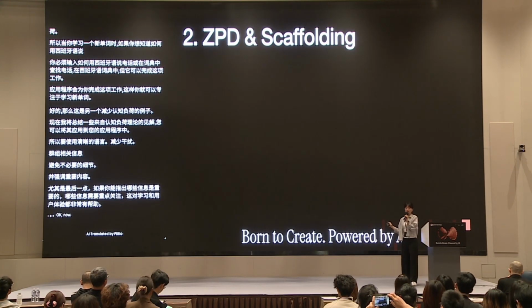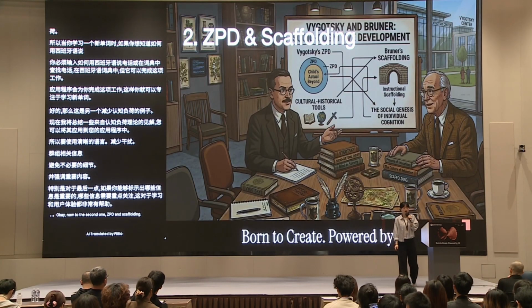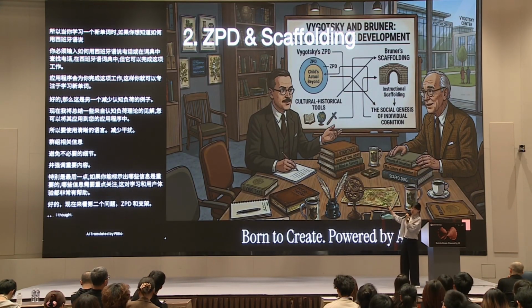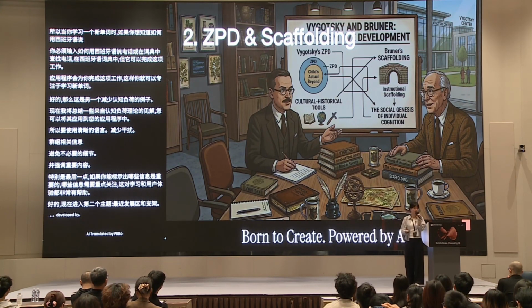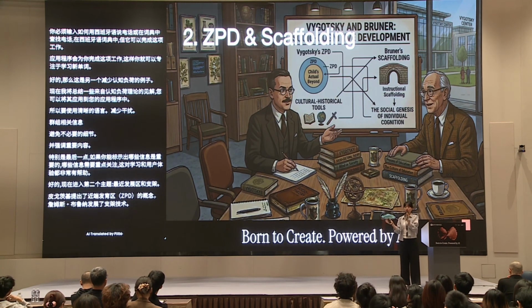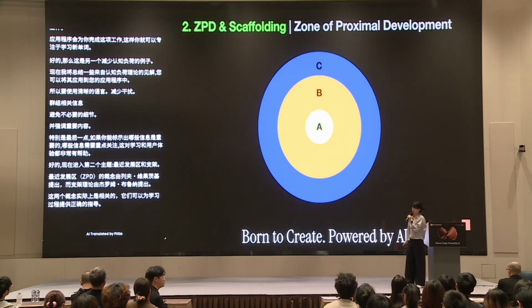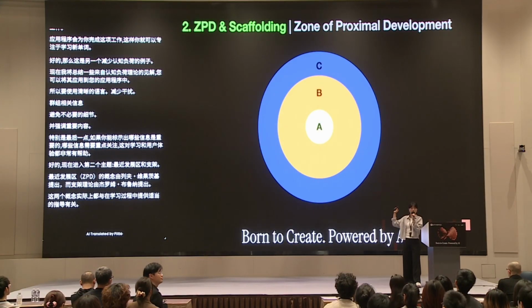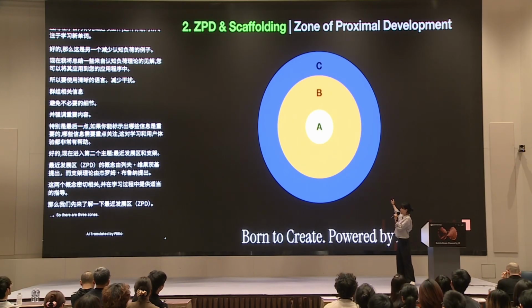Okay, now to the second one, ZPD and scaffolding. The concept of a ZPD, zone of proximal development, was developed by Vygotsky, and scaffolding was developed by Jerome Bruner. These two concepts are really related to providing proper guidance when learning is happening. So let's find out about ZPD first. There are three zones, A, B, and C.